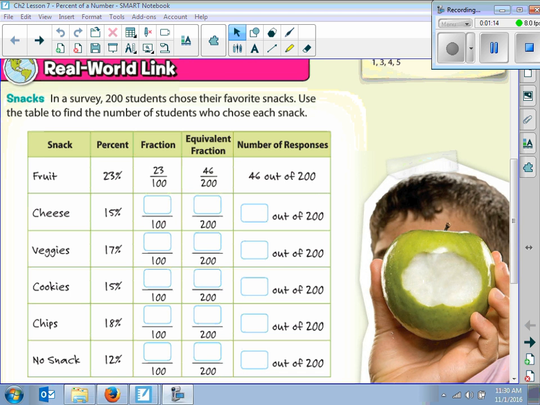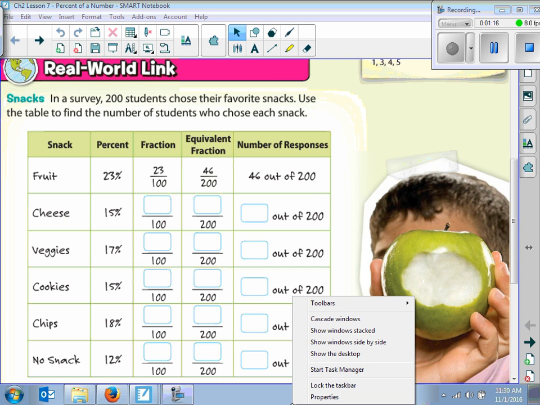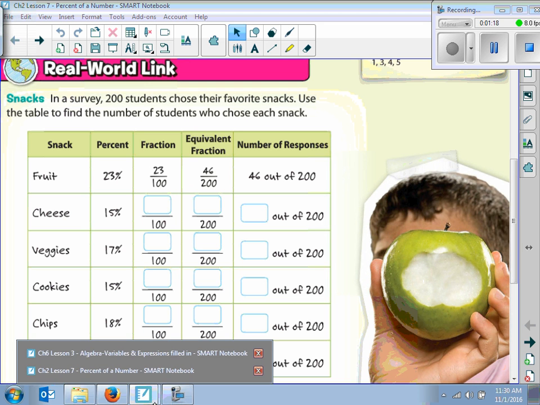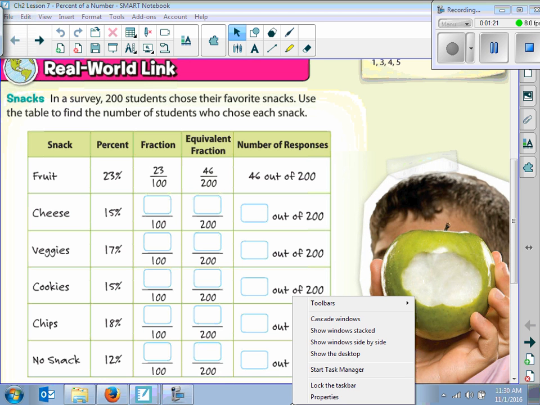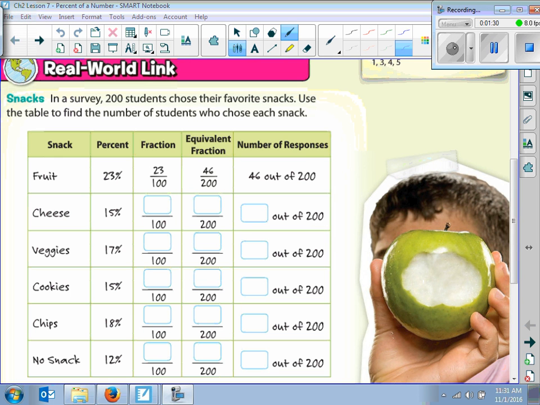But they asked 200 students, right? So how would I make that 100 into a 200? Times 2, right? So we would multiply times 2 here. And if I multiply times 2 in the bottom, we would multiply times 2 in the top. So 23 times 2 is 46. So 46 out of 200 chose fruit. Is everybody clear with that?